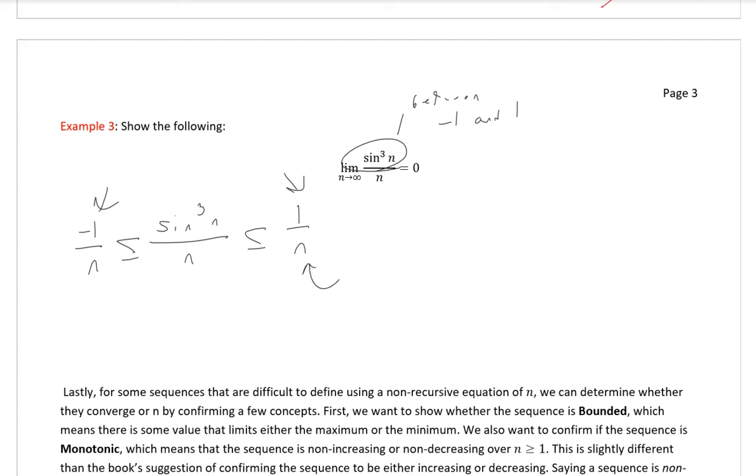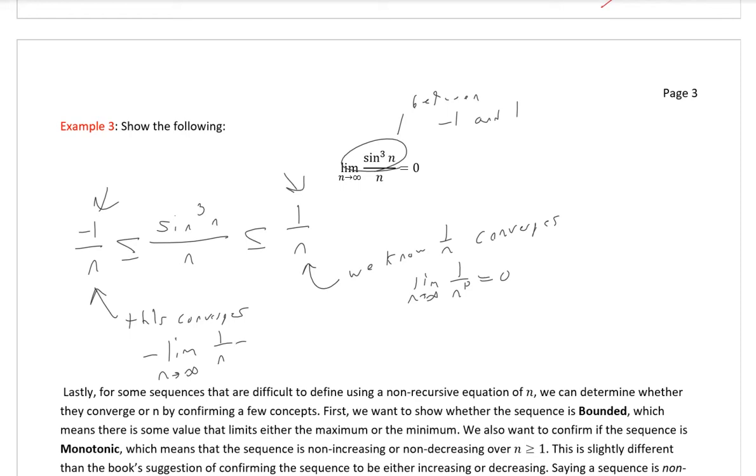And well, we know this converges because we just did that. We did, in the previous example, that 1 over n to the p, the limit of that converges. And we also know this converges because if you have a negative, you can pull that in front of the limit, because it's a constant technically, and you're again dealing with 1 over n, which also goes to 0.